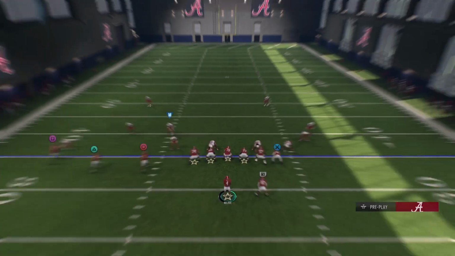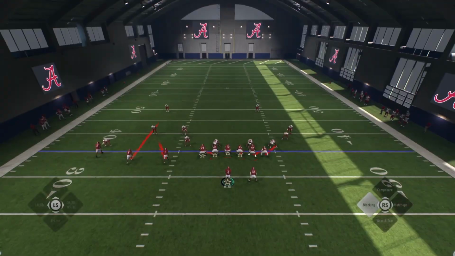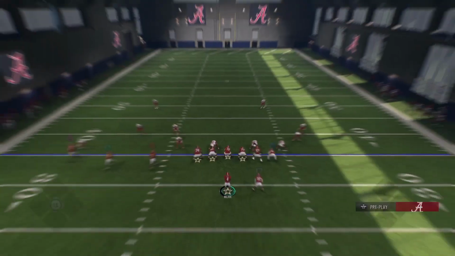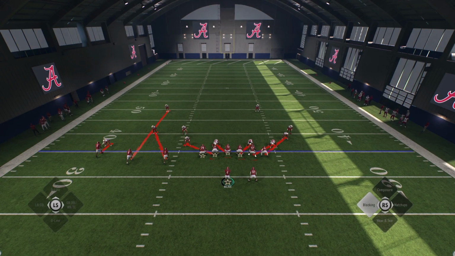So again, we'll do another attempt. We look at the matchups. Number 74 there on the end doesn't have an assignment. It's not immediately clear what he's going to do. We see what 52 is going to do: he's going to take that end on the left side. We see our center, he's going to take 55. What's 74 going to do? I don't know.